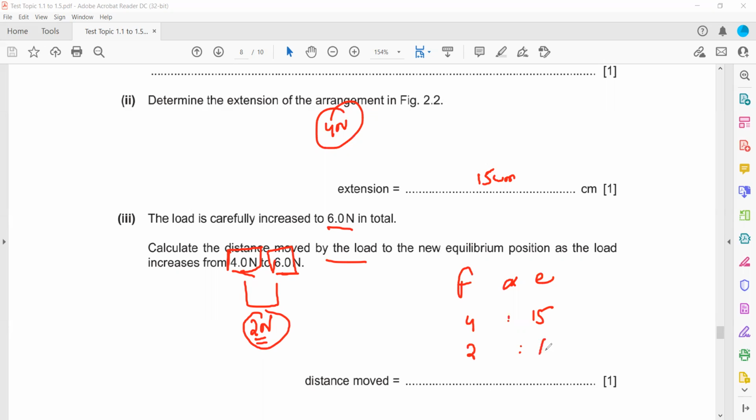So how much is the extension? It will be x, cross multiply. So it will be 15 multiplied by 2 divided by 4, which equals 7.5 centimeters. So you can use the ratio and you can get the answer.